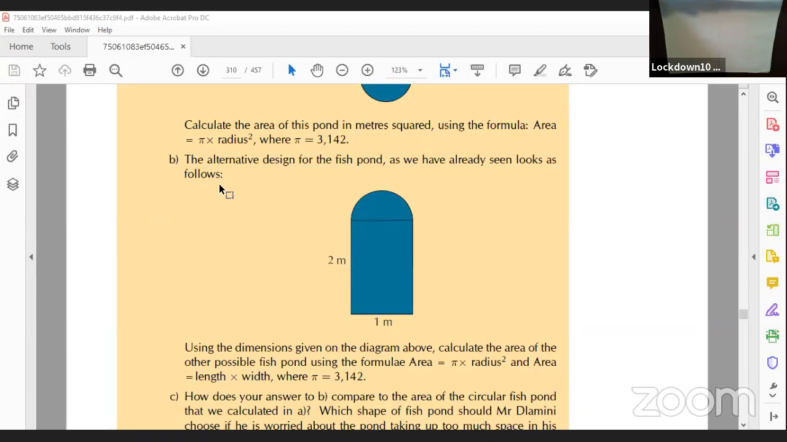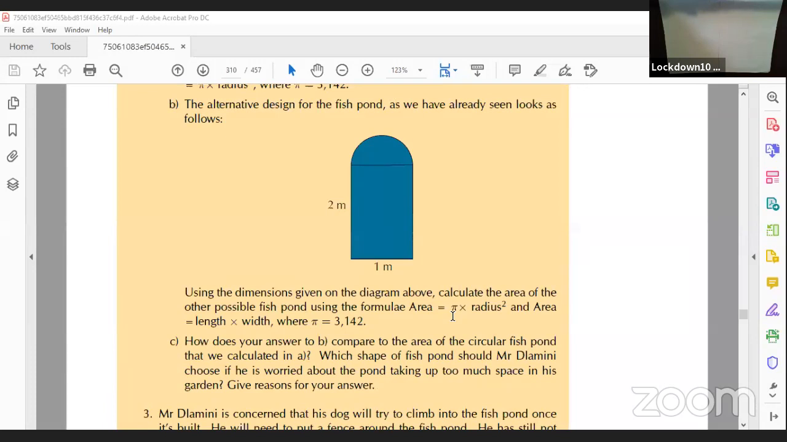Let's look at part B of the question. Part B of the question is saying, the alternative design of the pinch point, as you have already been seeing, looks as follows. So this is the shape of the pinch point. What a creative way to design a pinch point we have here. Using the dimensions given on the diagram above, calculate the area of the other possible pinch points using the formula. Area is equal to pi times radius squared, and area is equal to length times width, where pi is equal to 3.142. Okay, we have part B there, guys. What do you think? How can you proceed here?